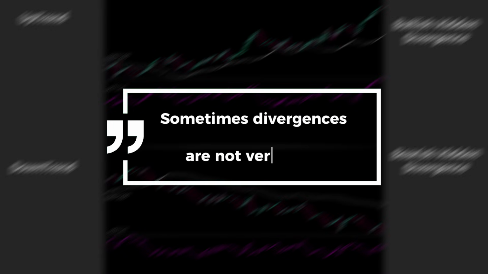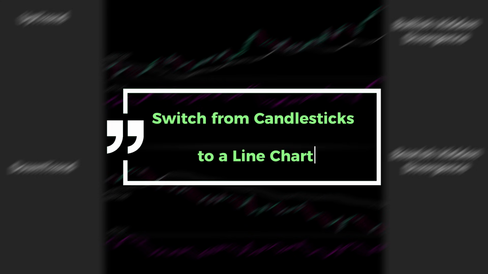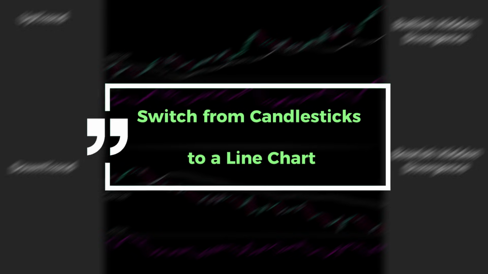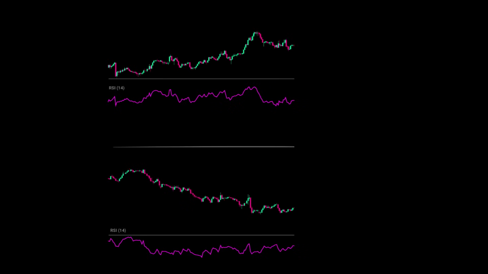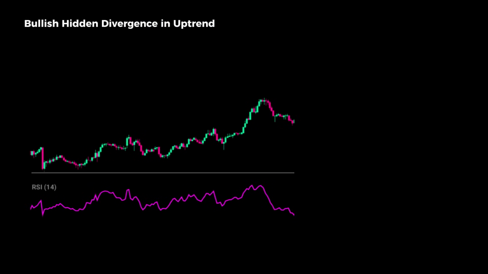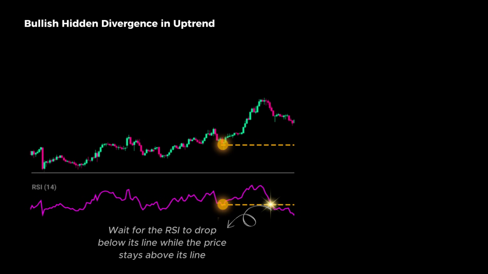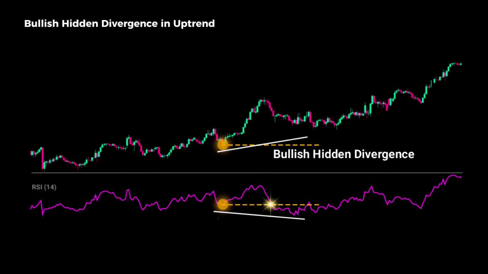Sometimes divergences are not very clear. To make them easier to spot, switch from candlesticks to a line chart. This makes highs and lows stand out better. 2. Identify hidden divergence signals. Bullish hidden divergence, uptrend. Find the most recent swing low on both the RSI and the price. Draw a horizontal line at each of these points. Wait for the RSI to drop below its line while the price stays above its line. This is your bullish hidden divergence signal.